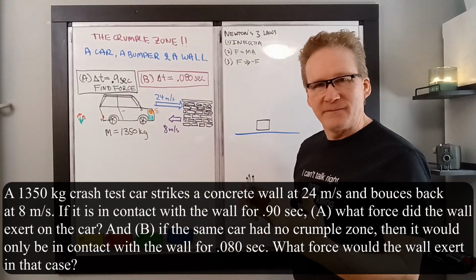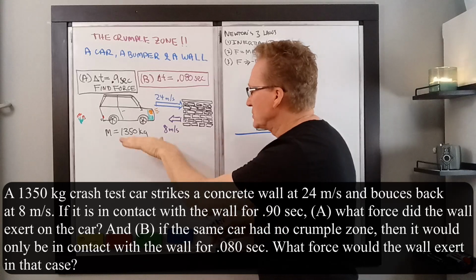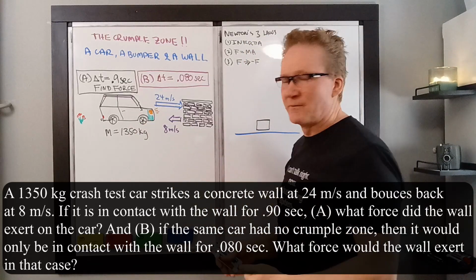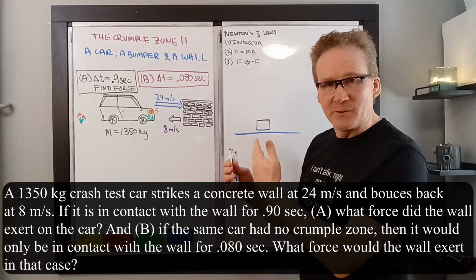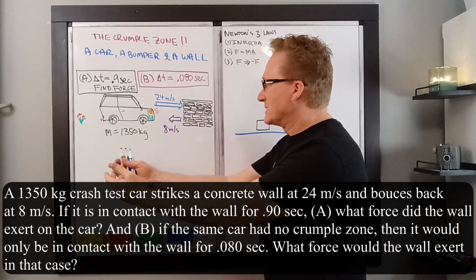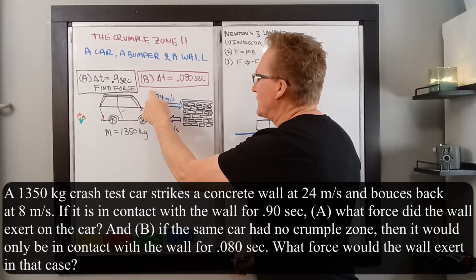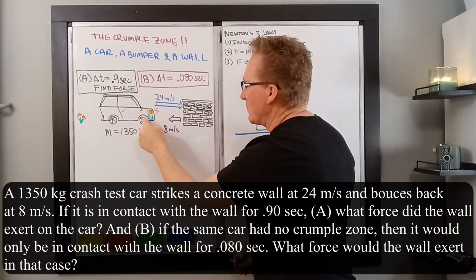We're supposed to find the force with which the wall pushes back on the car during that time. The force that the wall exerts on the car, which, from Newton's laws, as we're going to check in a second, is the same as the force that the car exerts on the wall. And then afterwards, we're going to do the same calculation if there was no crumple zone.